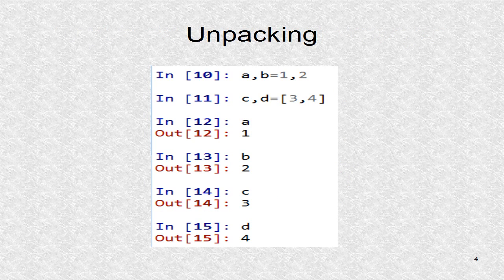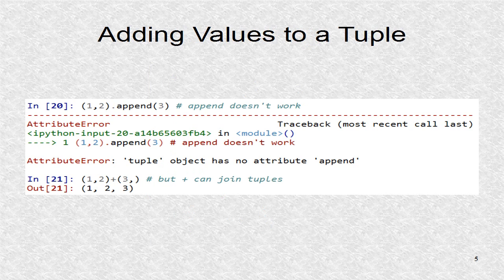4. If you have the same number of elements before and after an assignment, the values will be unpacked to individual variables. Thus here we define the variable A to be 1 and the variable B to be 2. 5. Unlike lists, we cannot use the append function to add values. However, we can use the plus operator to join tuples.